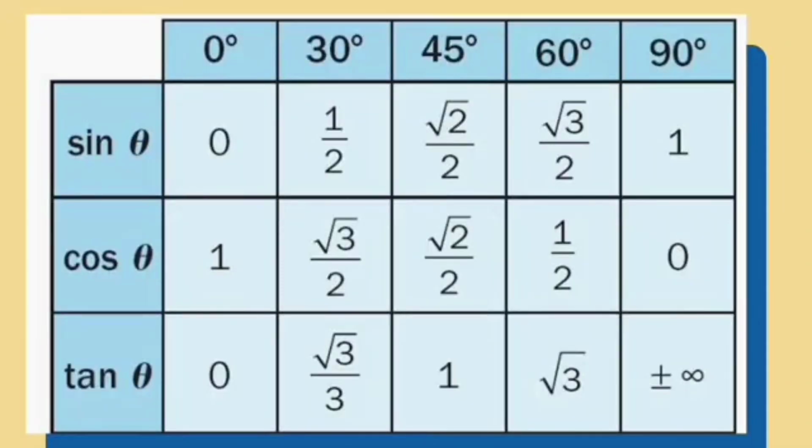Here is a summary of the trigonometric ratios of the special angles. Talking about the sine, the cosine, and the tangent values of 0 degrees, 30 degrees, 45 degrees, 60 degrees, and 90 degrees. Please take note of all of them.